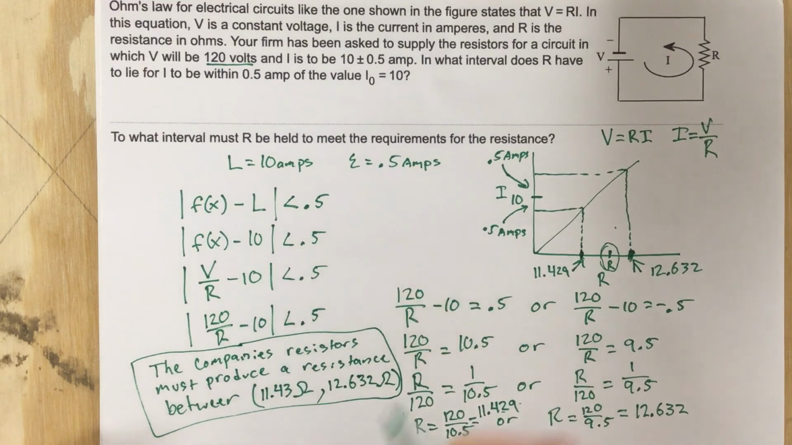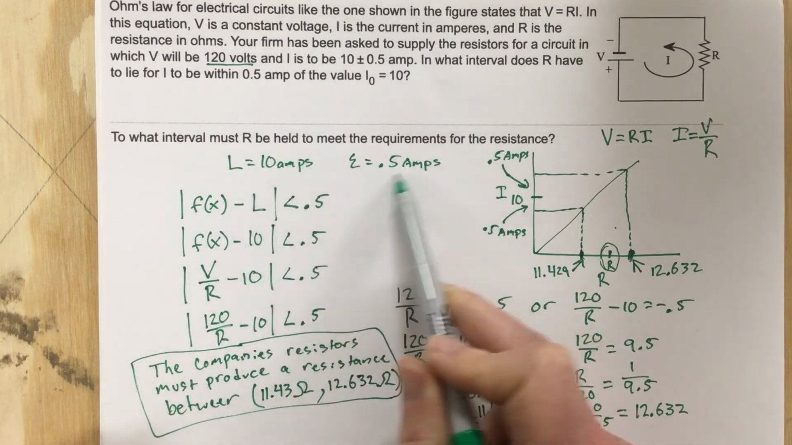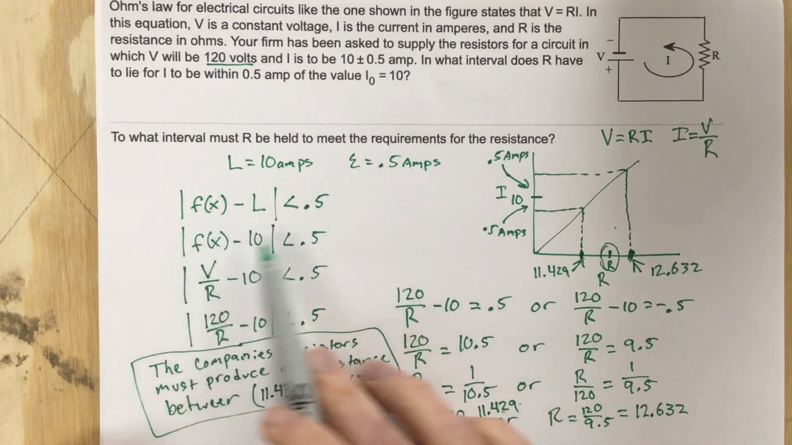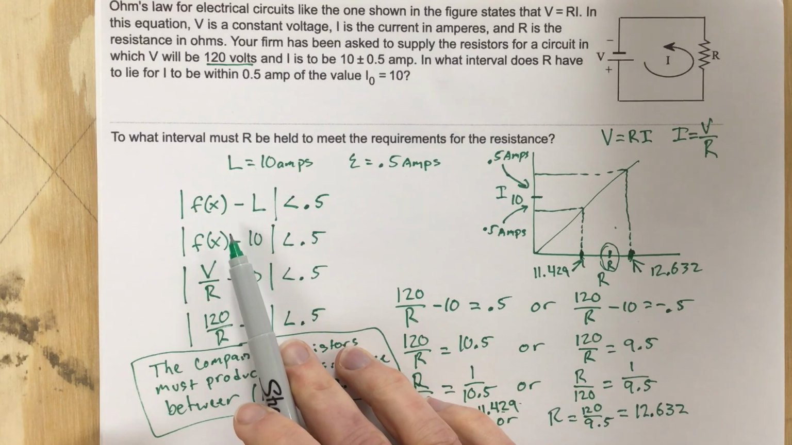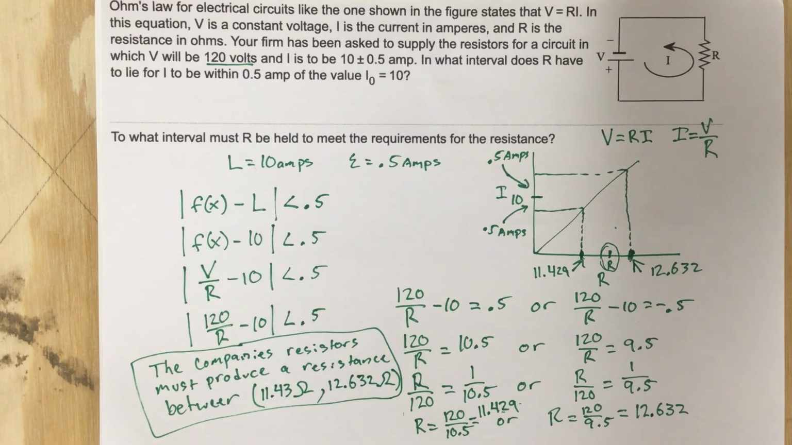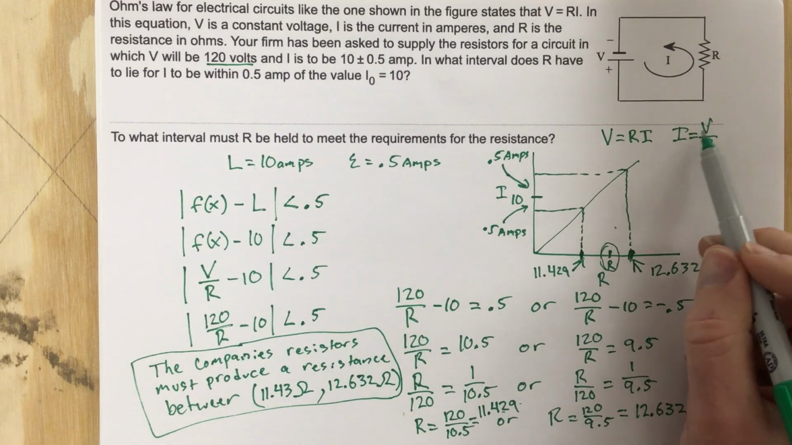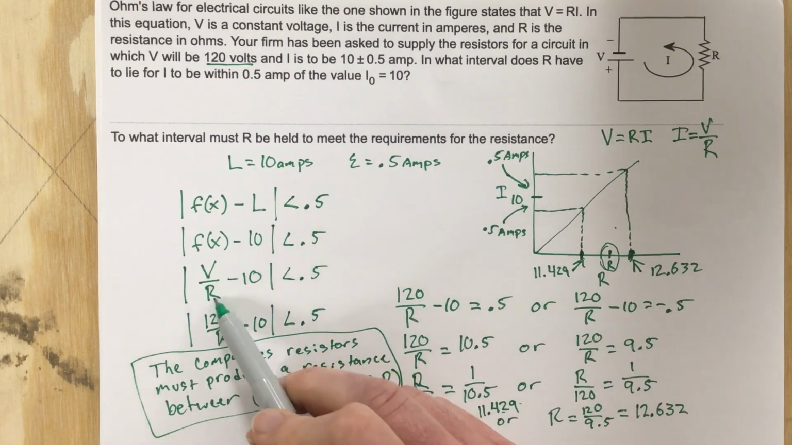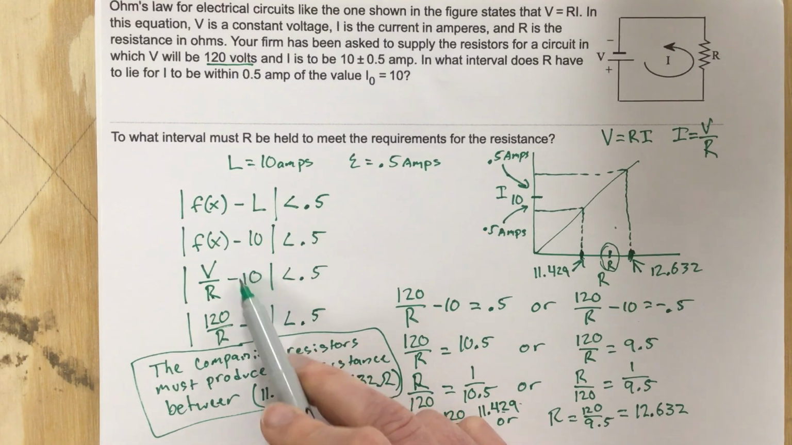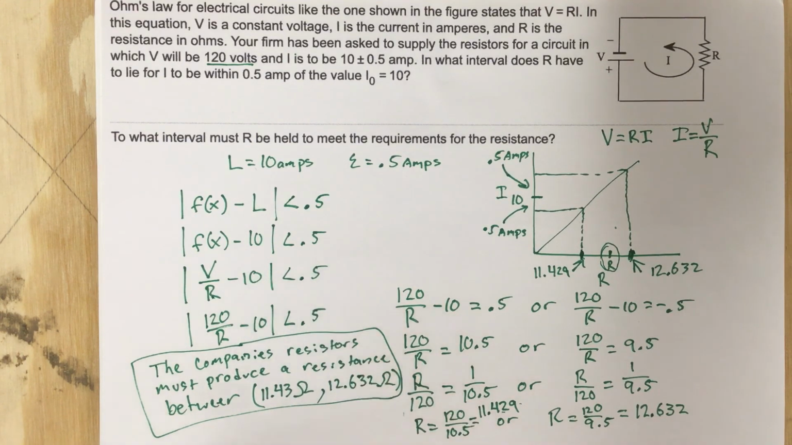Recap of it: we started with the amps. We used that same equation, the absolute value less than epsilon, that we've been using. We plugged in our function, which we had to rewrite as V over R, along with our amps, which was our L, and our epsilon. We plugged in the voltage, and then we just solved the absolute value to find our interval.